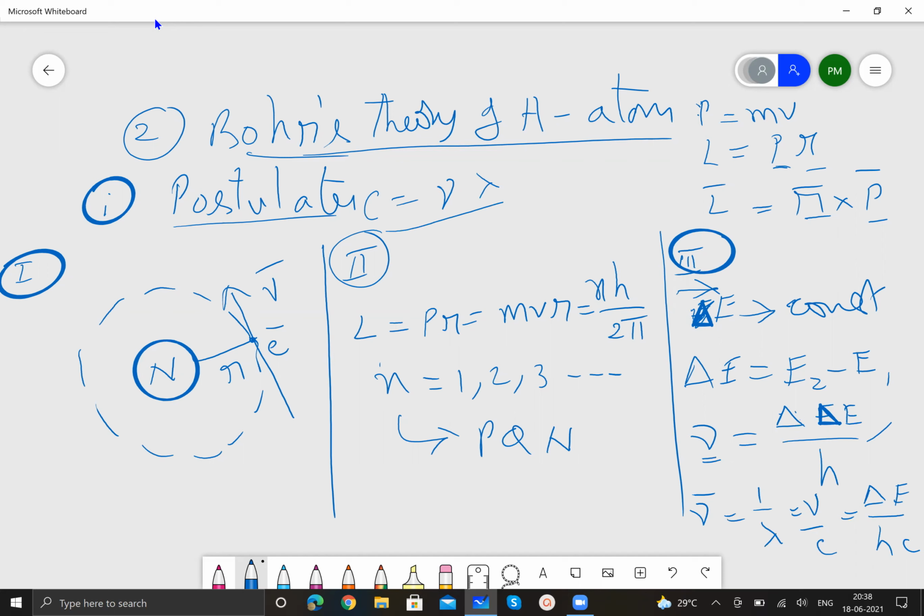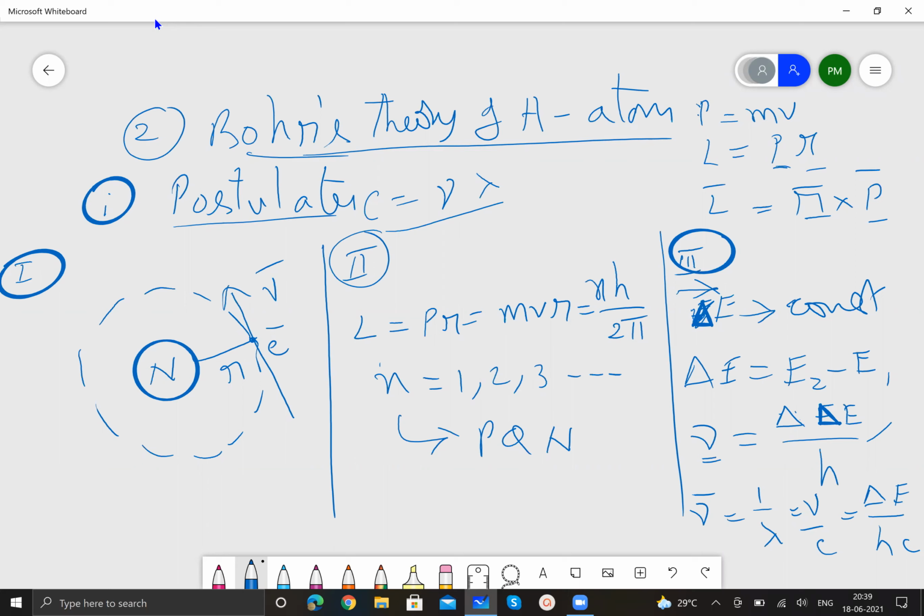So the wave number of the spectral line is given by delta E, that is the energy emitted or absorbed, by hc. h stands for Planck's constant, c stands for speed of light. Now I summarize three postulates. First one, every electron revolves around the nucleus in discrete quantized orbits with well-defined energy called the stationary orbits.